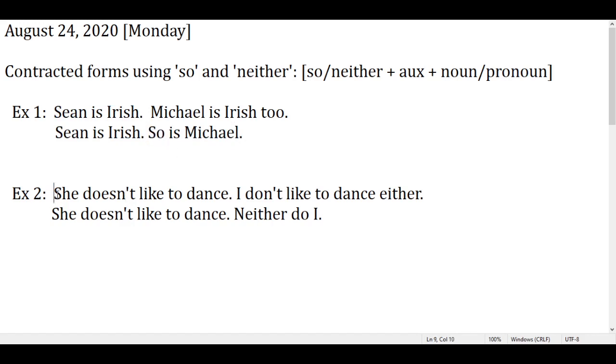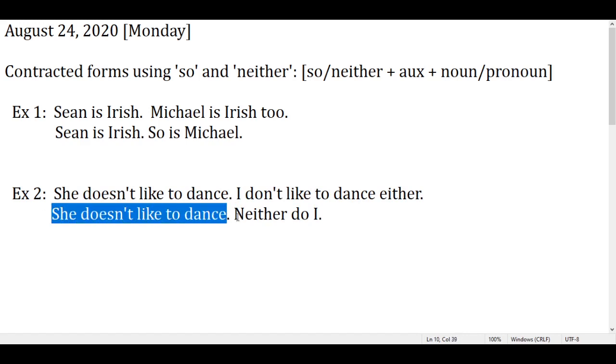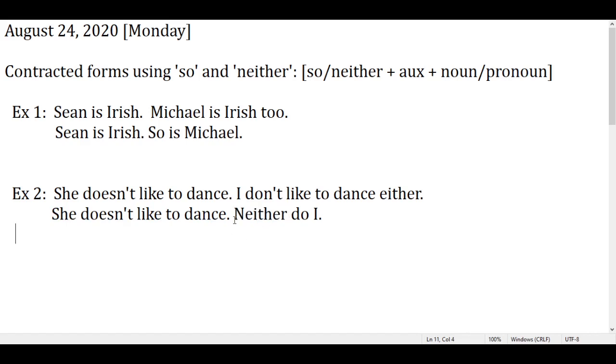Second one, please. She does not like to dance. I don't like to dance either. It's a fact, by the way. So, she does not like to dance. Not even I, right? So I'm going to use neither. Neither do I. I'm sure you have absolutely understood this by now.